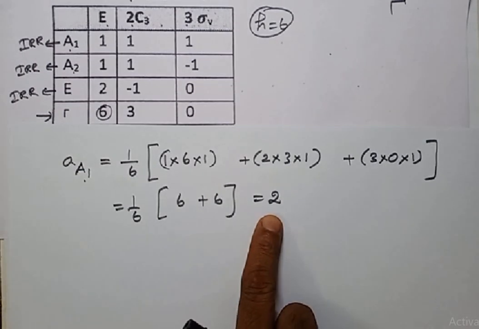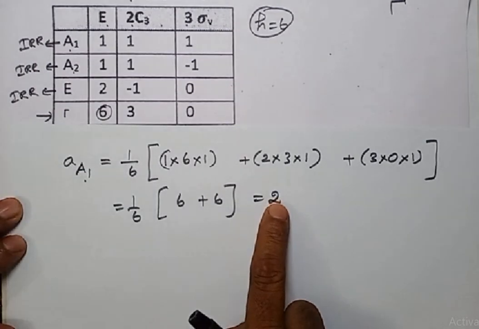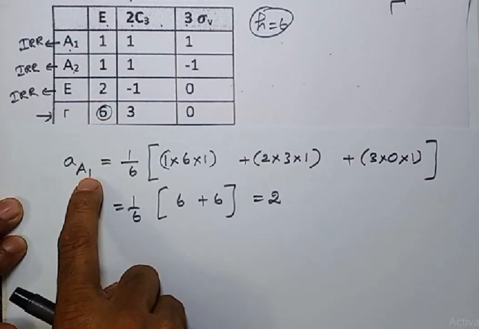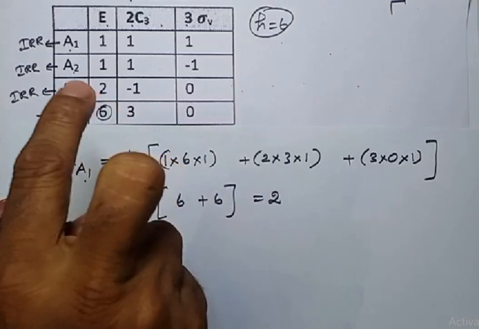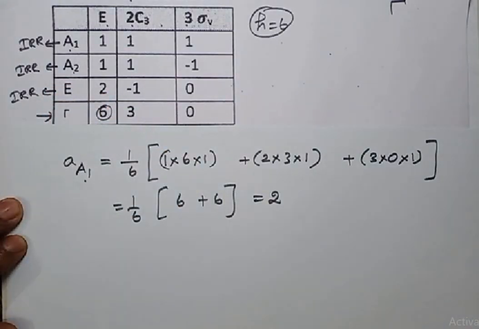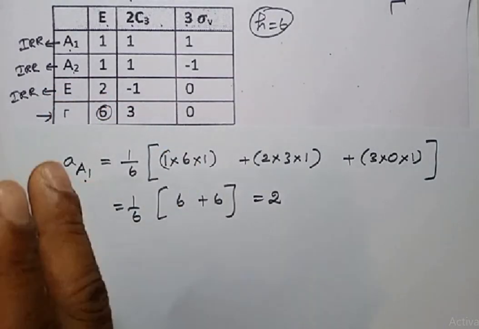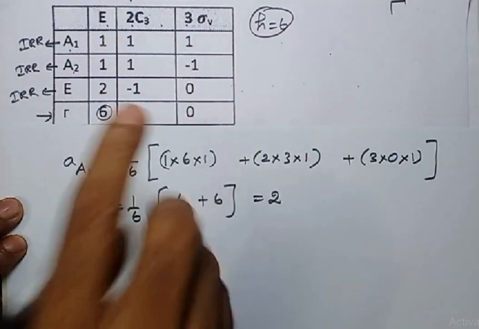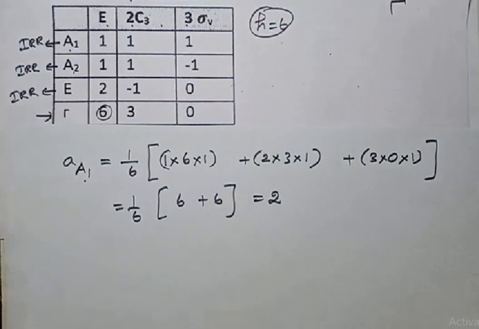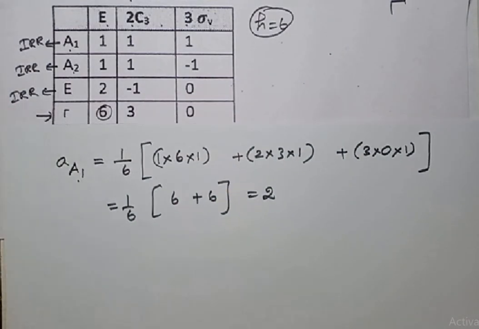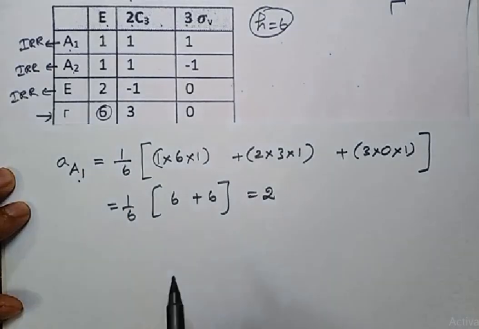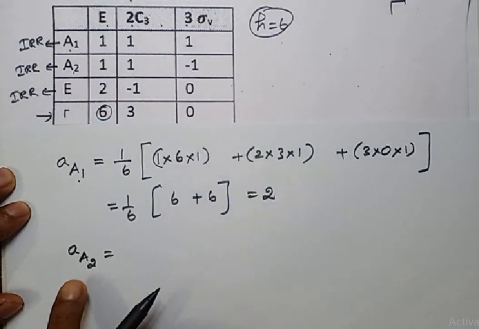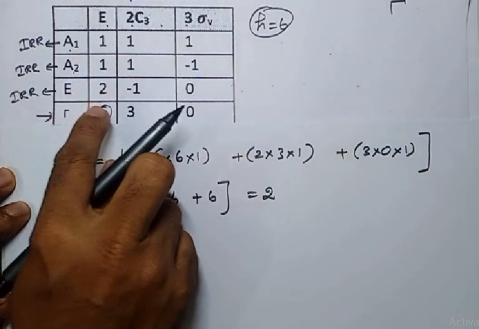What does this number imply? This number implies that in the reducible representation, there are 2 A1 irreducible representations present. That's the meaning. Now, in a similar manner, we need to find out how many times the A2 irreducible representation is present in the reducible representation.